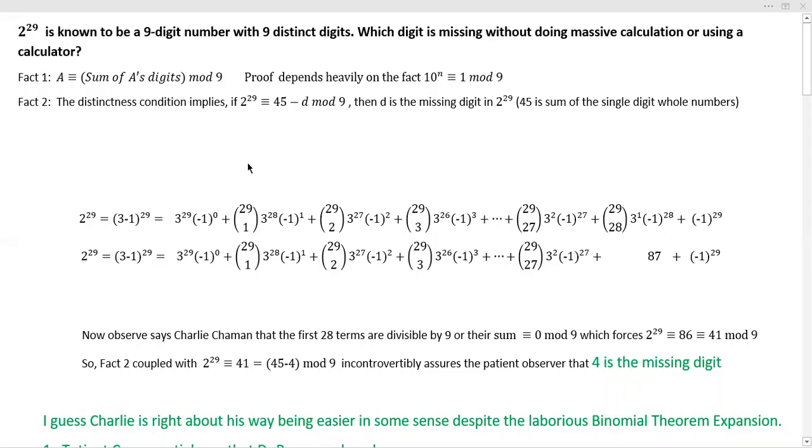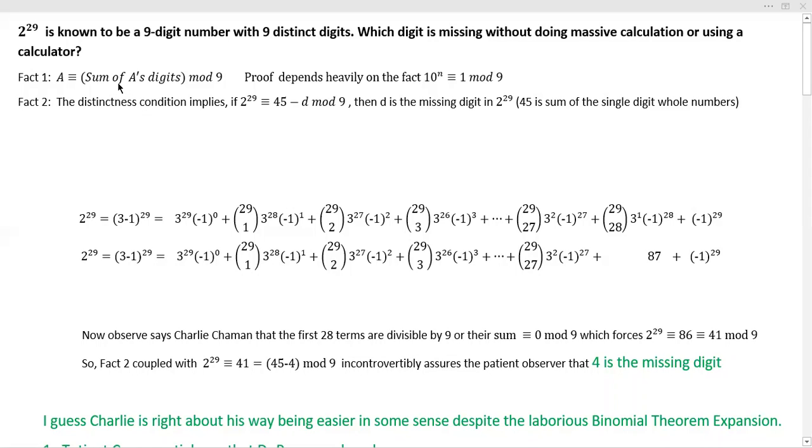is missing. Now, the digits are 0, 1, 2, 3, 4, all the way through 9, right? And so if all 9 were present, that would sum to 45. So it turns out mod 45 is quite important here. But I'm going to state a few facts here.